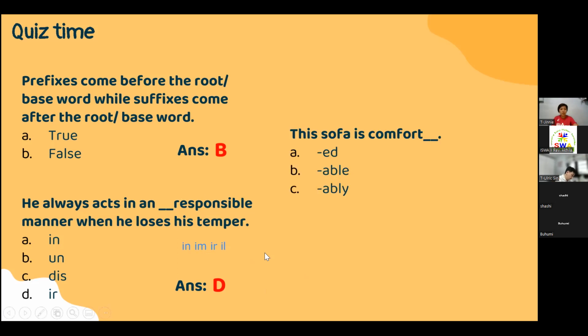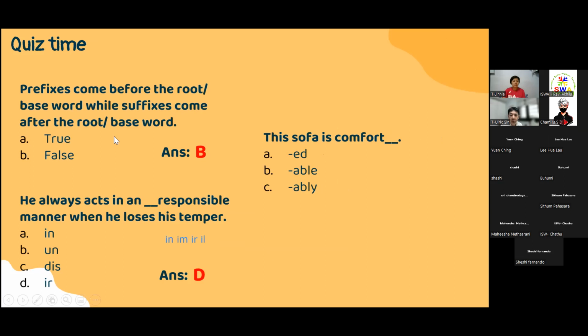Let's see. Okay, the next question. I think this is the last. This sofa is comfort blank. Is it comforted, comfortable, or comfortably? Comfortable. Okay, very good. Comfortable. Yes, it is comfortable.